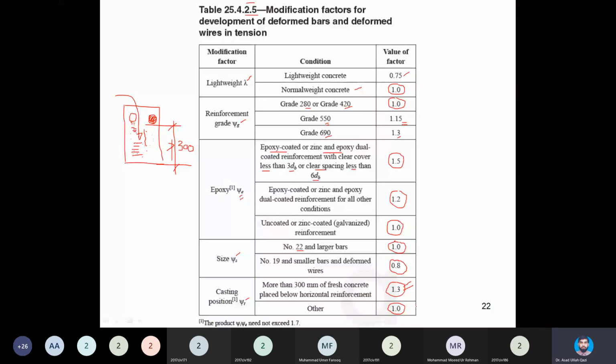Under the table, there is one note given that if you are using, suppose, an epoxy coated bar, and the clear cover and the clear spacing are not according to 3 dB and 6 dB, you are recommended to use 1.5 as the factor for coating. And moreover, it is a top bar with fresh concrete below it more than 300, and you are asked to use 1.3 as the location factor. So 1.5 into 1.3, you will select two factors, psi t and psi e.